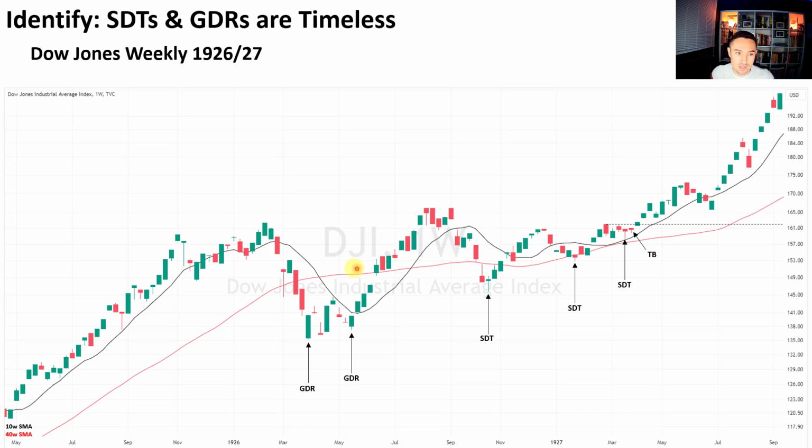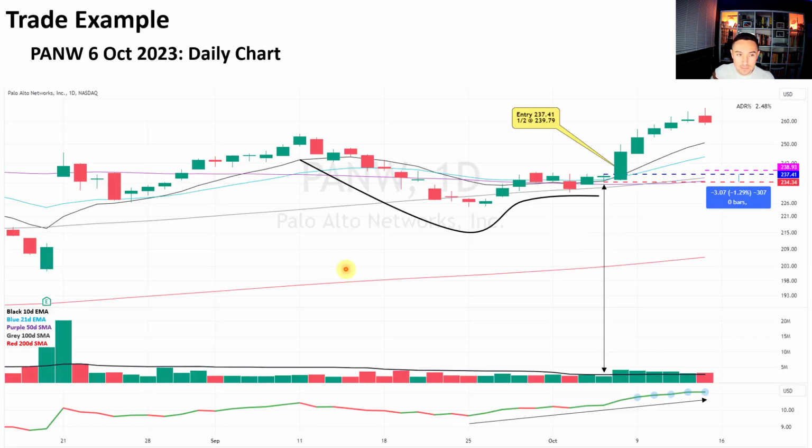This is timeless. So this is the weekly chart for the Dow Jones. Gap down reverse bars, shakeout demand tails, trigger bars, little hammer type candlesticks as well. It's nothing new. Give these even greater weight if they occur around the lows of developing bases and around one or more key moving averages. So let's go into a couple of the trades.